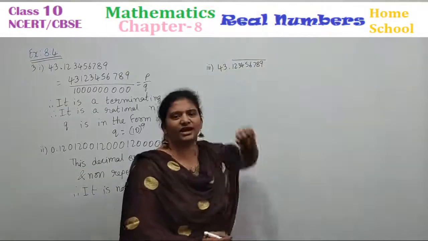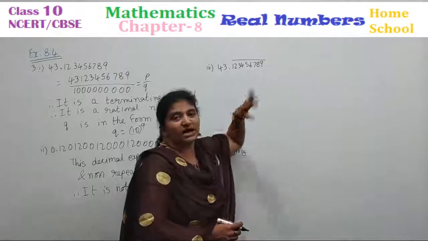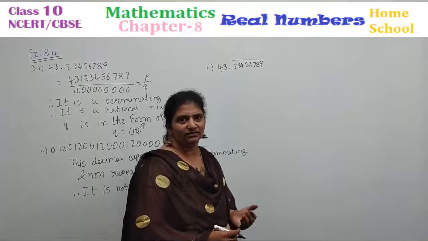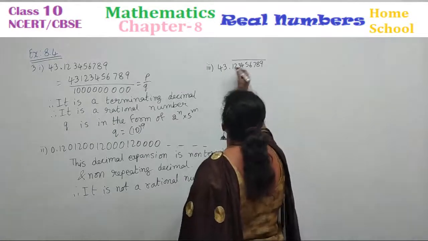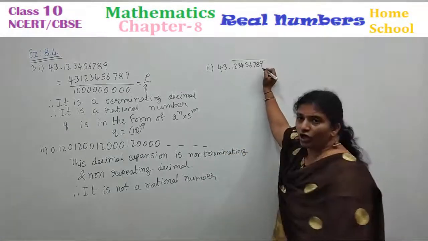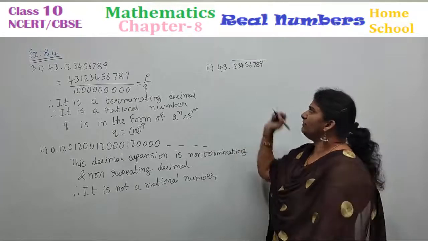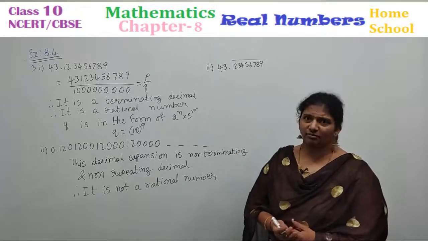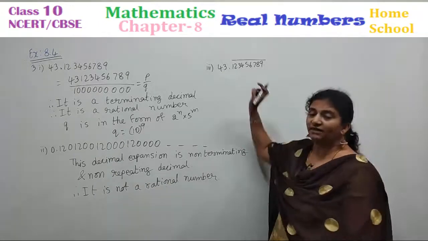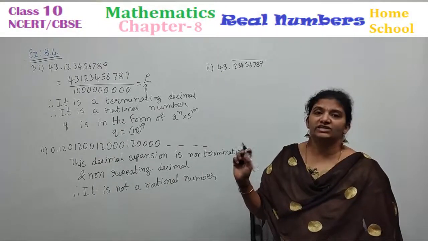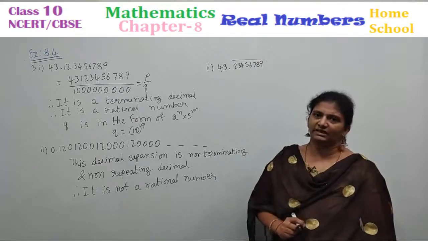43.123456789 with a bar indicates it is repeating. These many decimals are repeating again and again. Right? So by observing, I can say that it is a non-terminating, repeating decimal expansion. But we need to write it in the form of a rational number, P by Q form, and say about Q. First, convert this to a rational number. How can we convert these types of repeating decimals?